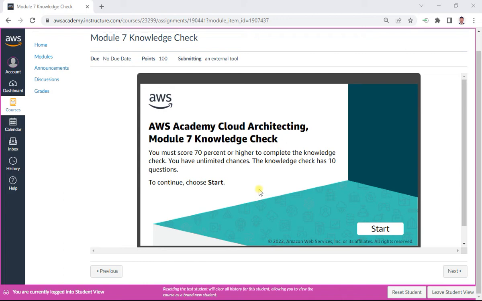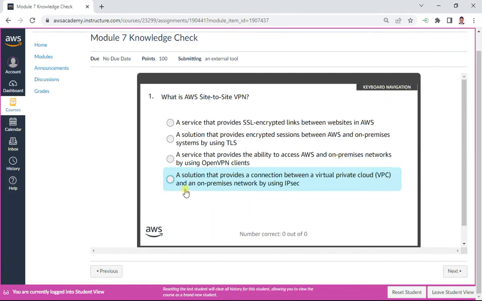We are in module 7, knowledge check. So we have 10 questions. We need to answer at least 7 correct. That's 70%. Let me start.